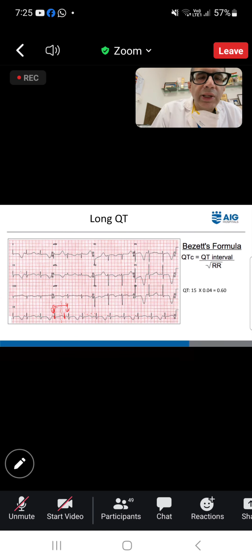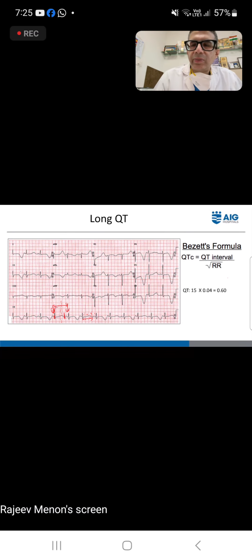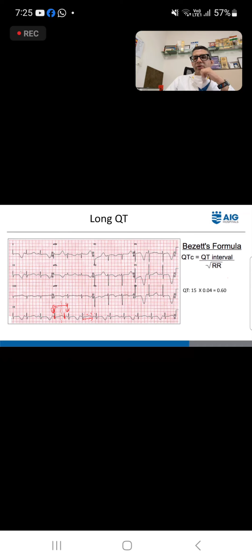QT interval, QT is 1, 2, 3. Okay, so almost here. There are 3 large squares for the QT interval. So QT is 15 into 0.04, that is 0.6 seconds. We said 40 milliseconds is one small square. So here it is 15. So 15 into 0.04 is 0.6.